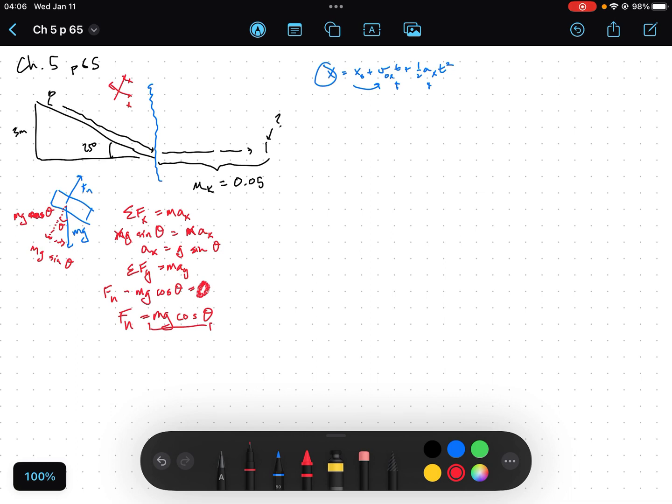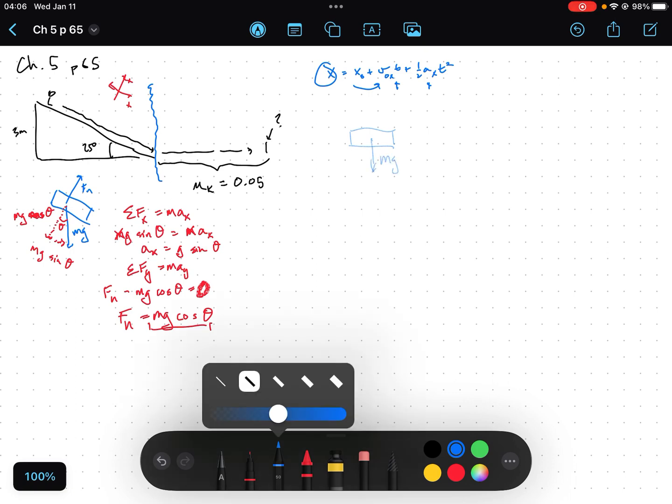So now let's look at our free body diagram for the second part of the problem, where we have this object, this person, moving horizontally. So now we have three forces. There is the force of gravity, which is again straight down.